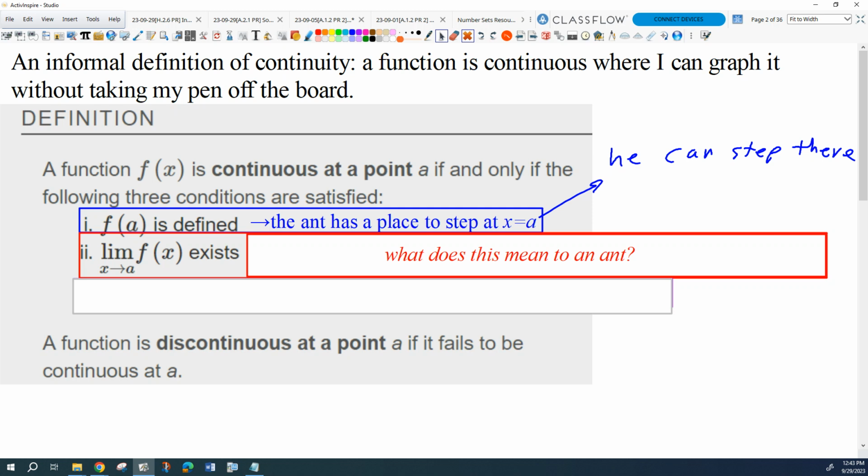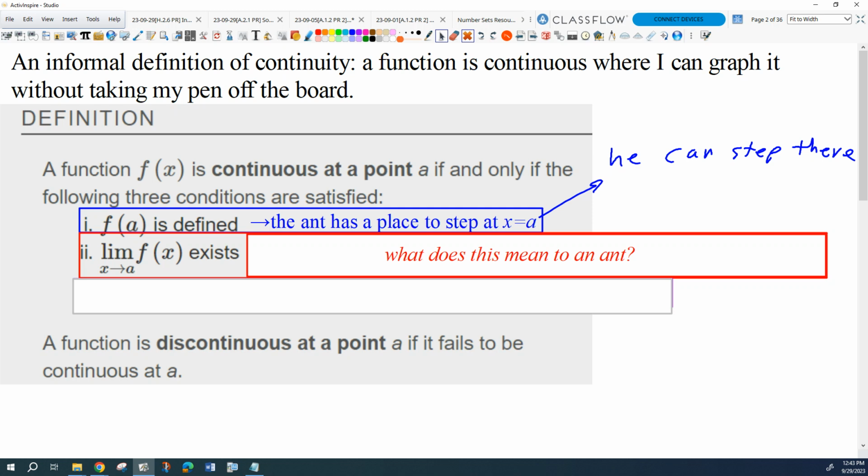If the limit as x approaches A exists, then ants approaching from the left and from the right better agree on something, right? What is that? What has to be equal? The limits. Okay, right. The limits from the left and the limits from the right have to exist and agree, right? Does that make sense?